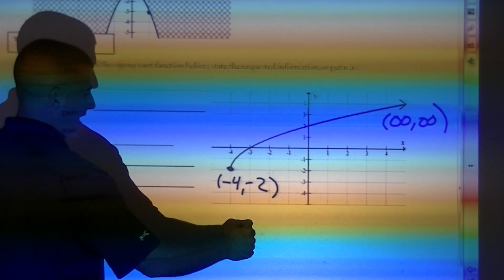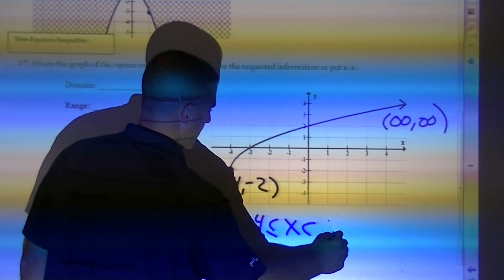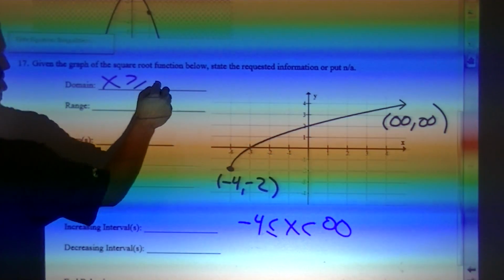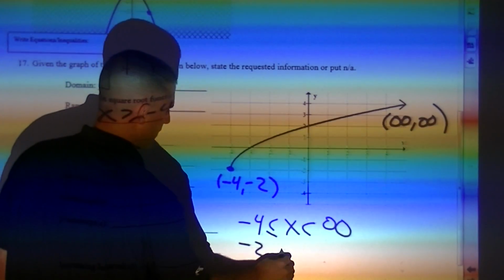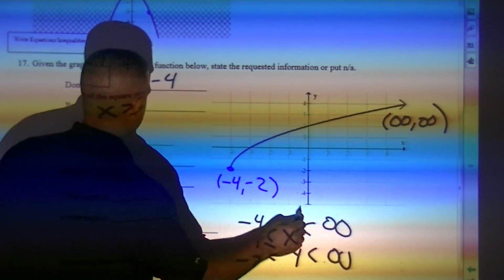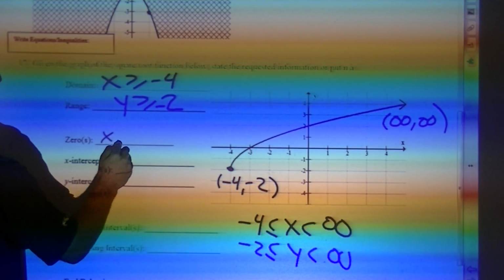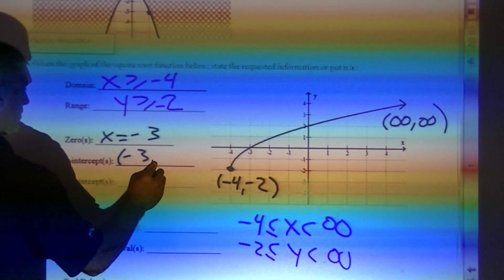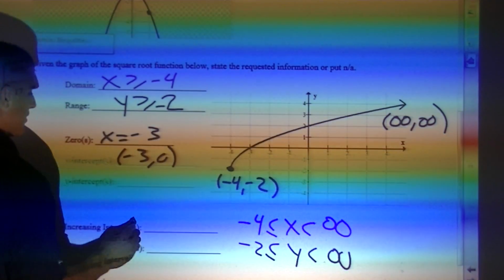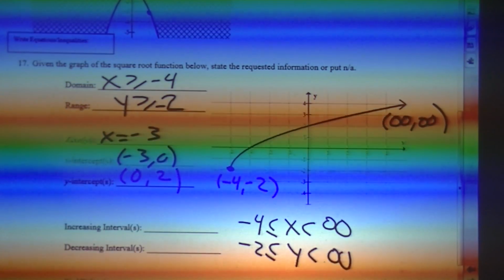Domain: smallest x value is -4, biggest x value is infinity, so x is greater than -4. Smallest y value is -2, biggest y value is infinity, so I got y is greater than -2. The zeros: x equals -3, (-3, 0). The y-intercept crosses at 2.